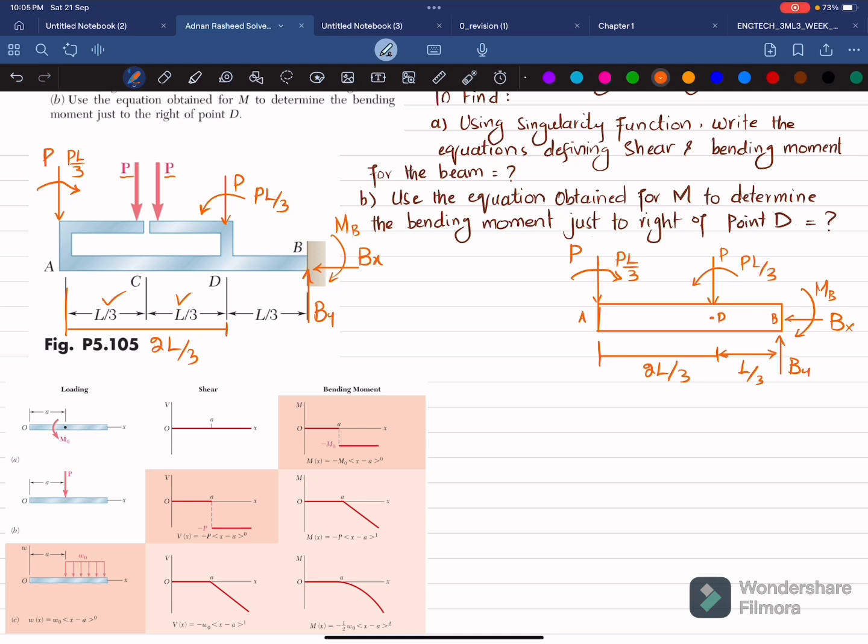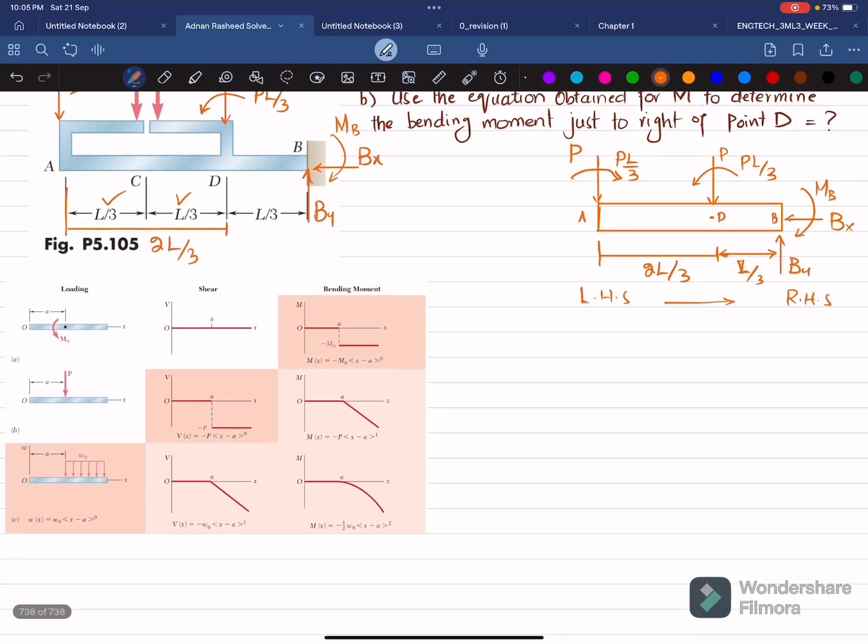Now by using singularity functions, we will start from the left hand side and we will move toward the right hand side. The last terms toward the right hand side, By, Bx and Mb, will not contribute in this equation, so we will neglect them. Why? I have explained it in so many problems. You can also try, at the end they will give you the zero value.